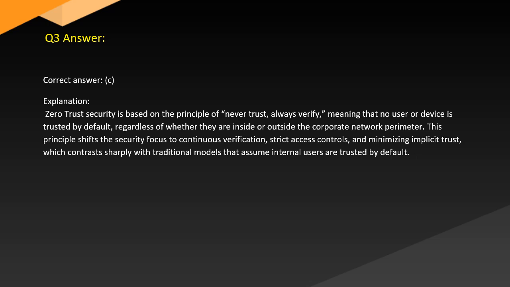Answer. Correct answer. C. Explanation. Zero-trust security is based on the principle of never trust, always verify, meaning that no user or device is trusted by default, regardless of whether they are inside or outside the corporate network perimeter. This principle shifts the security focus to continuous verification, strict access controls, and minimizing implicit trust, which contrasts sharply with traditional models that assume internal users are trusted by default.